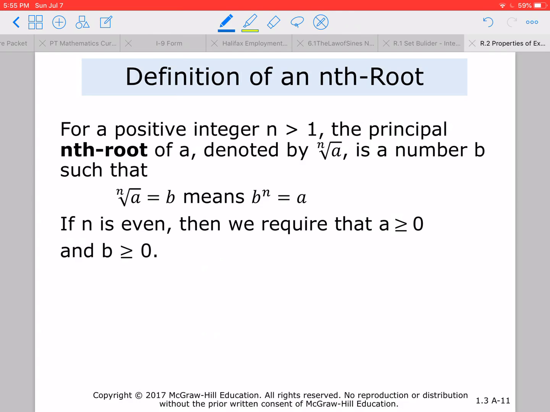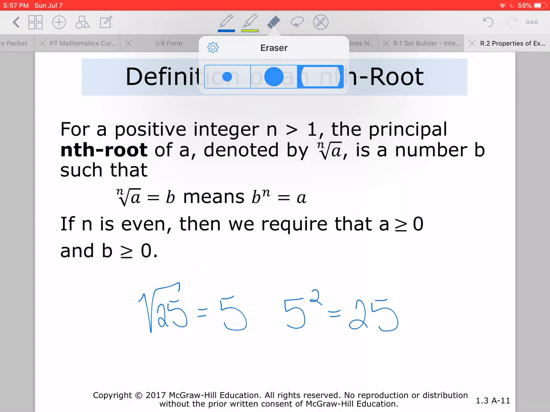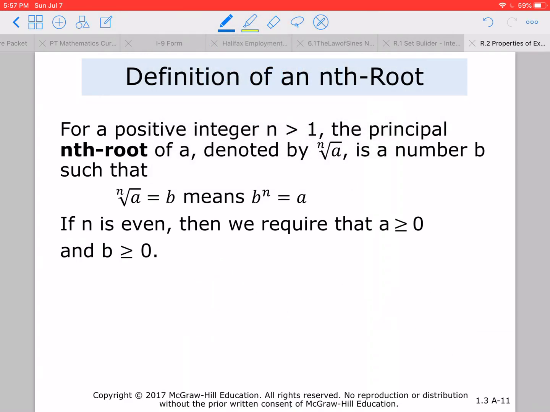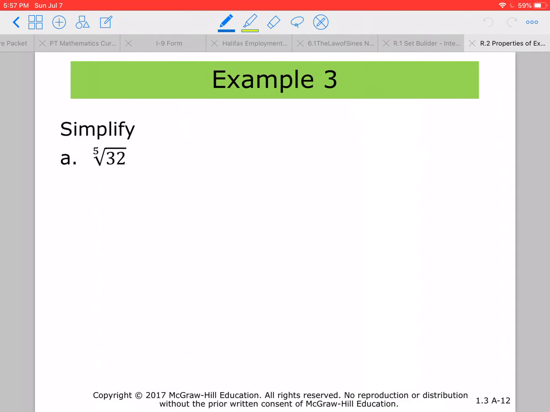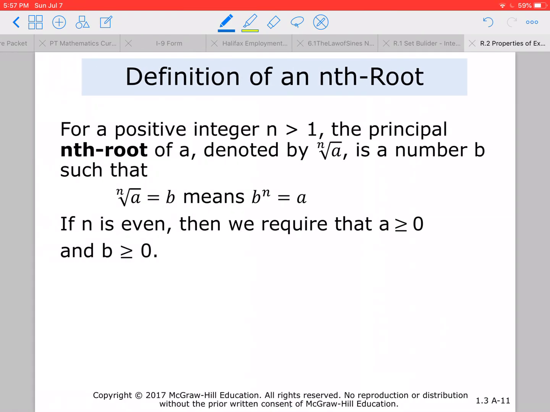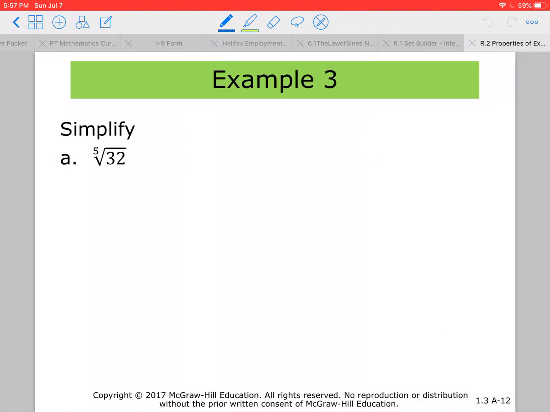And so the nth root of a, if that's equal to b, then that means b to the n is a. So basically, if the square root of 25 is 5, then that means that 5 squared is 25. Okay, so that's just putting that out for us to explain. And until we look at imaginary numbers, we require that a be positive.